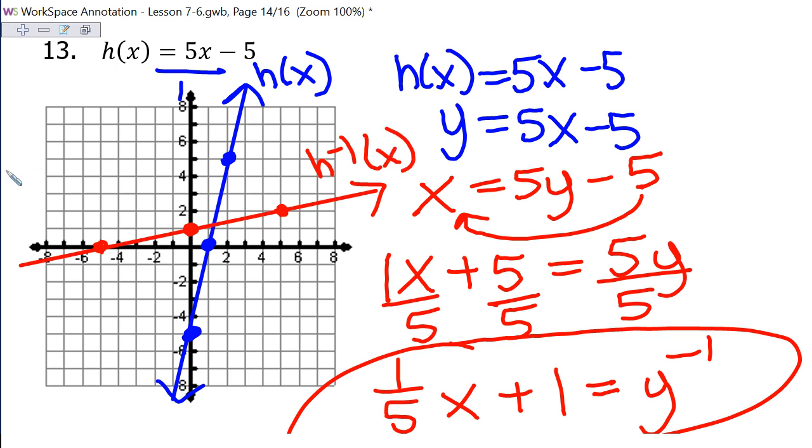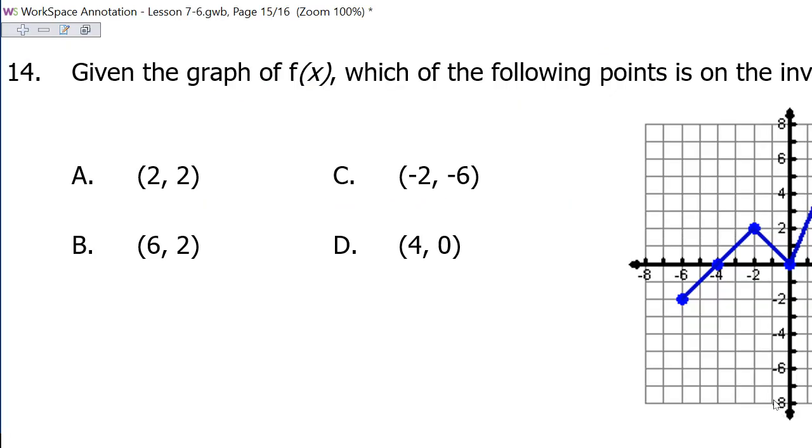Okay, the last two. Multiple choice. So for problem 14, it says, given the graph of f of x, which of the following points is on the inverse of f of x? Well, let's start with the first point. What is this ordered pair? -6, -2. So what would the inverse point be?